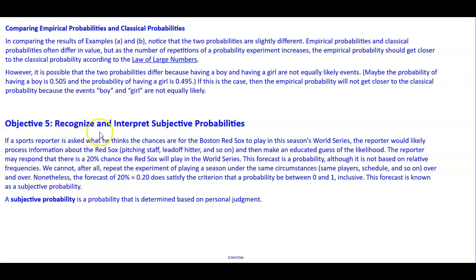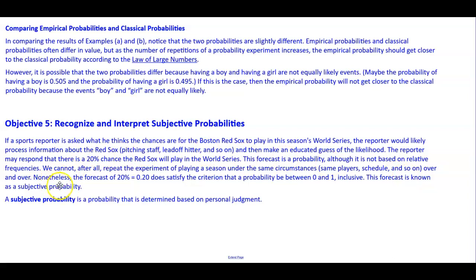Okay, objective 5, recognize and interpret subjective probabilities. If a sports reporter is asked what he thinks the chances are for the Boston Red Sox to play in this season's World Series, the reporter would likely process information about the Red Sox, pitching staff, leadoff hitter, and so on, and then make an educated guess of the likelihood. The reporter may respond that there is a 20% chance the Red Sox will play in the World Series. This forecast is a probability, although it is not based on relative frequencies. We cannot, after all, repeat the experiment of playing a season under the same circumstances, same players, schedule, and so on, over and over.